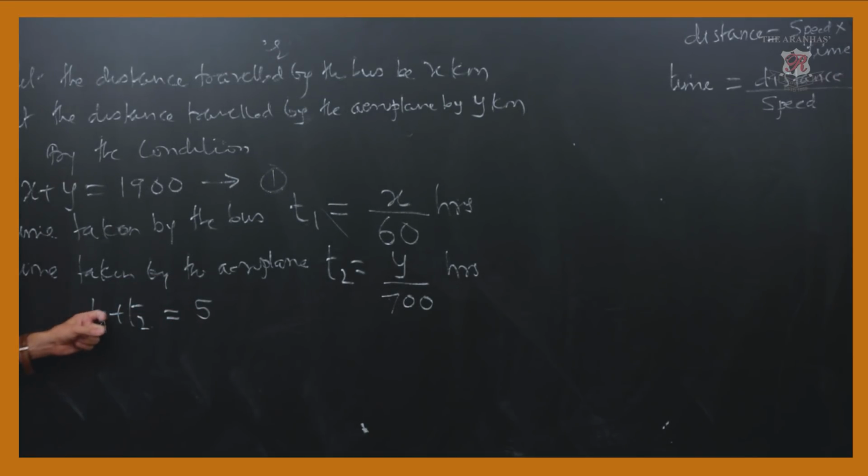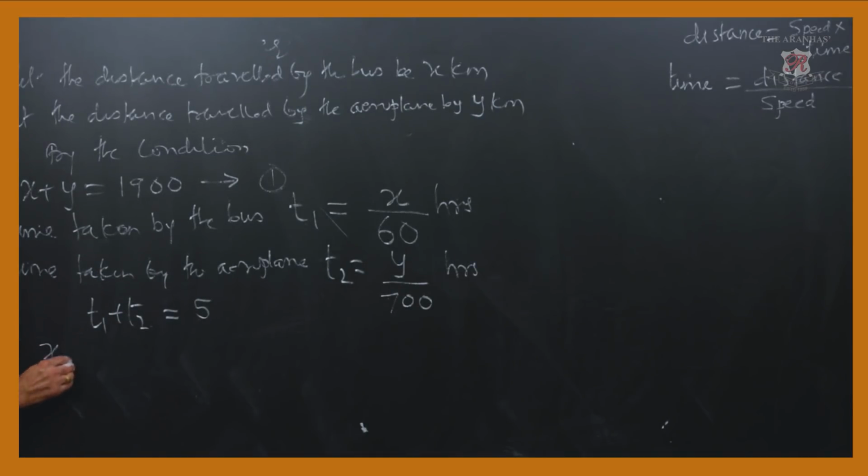Now put the value of T1 and T2. What is T1? x upon 60 plus y upon 700 is equal to 5. So this is what I got. Now I will reduce it, I will make it simple. What you do is cross multiply. After cross multiplying, see what I get.